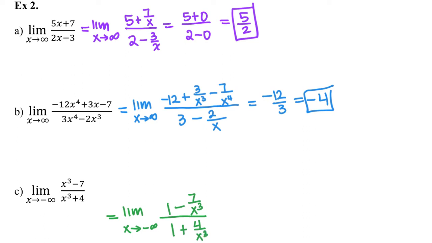Now, if I do 7 divided by negative infinity cubed, this still turns into nothing. Whether I'm dividing by positive or negative infinity, it's going to turn to nothing. And same here, 4 divided by negative infinity cubed is still 4 divided by a very, very large infinite number. So when I simplify this, it turns into 1 over 1. So my answer is just 1. Okay, now for all of those examples, the degree of the numerator and denominator were the same. So for the next two, I'm going to change up the degree.